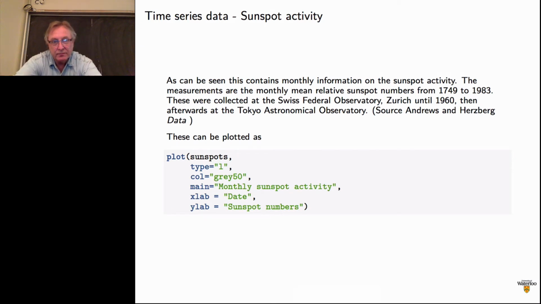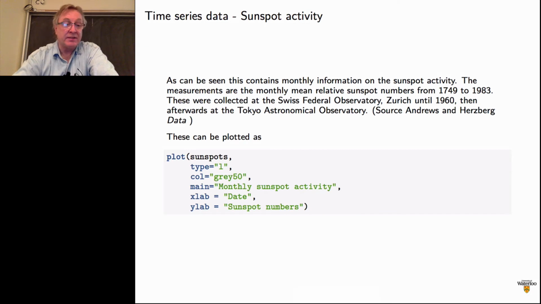So I'm going to look at monthly information on the sunspot activity. These measurements go from 1749 to 1983. They're collected in Zurich until 1960, then afterwards in Tokyo for this data set. And the source here is a book called Data by David Andrews and Agnes Hertzberg. Personal note, David Andrews was my supervisor, so that's where I know this book fairly well. They were doing it when I was a graduate student.